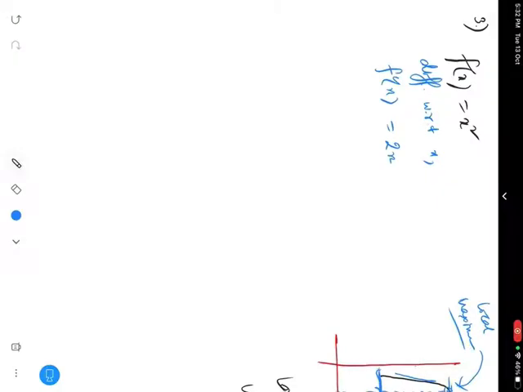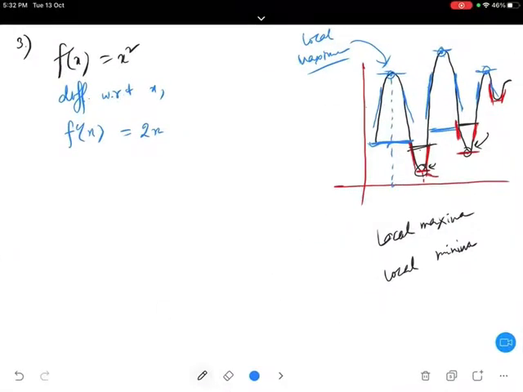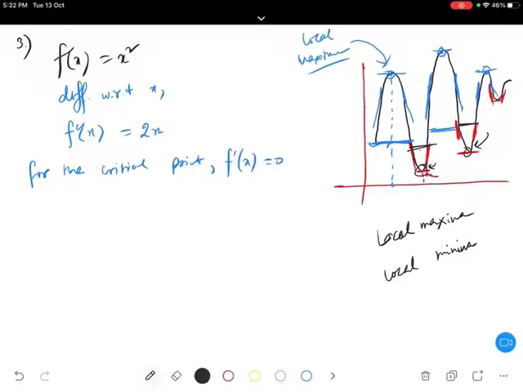For the critical point, f dash x is equal to 0. So I can say 2x is equal to 0, therefore x is equal to 0. So 0 is our critical point. The next step is what? I will draw the number line.